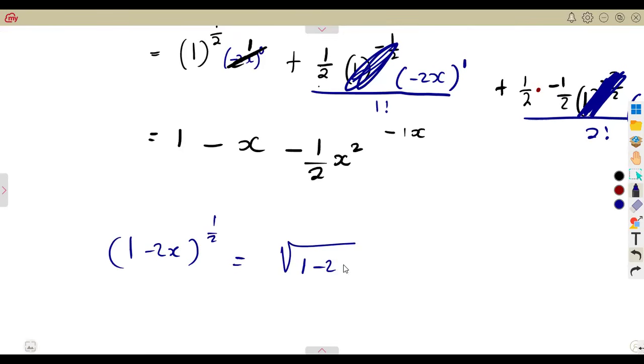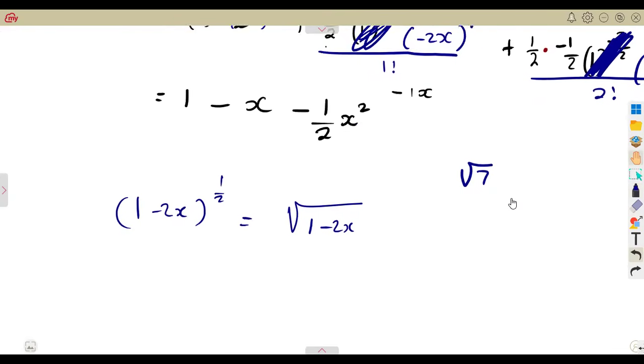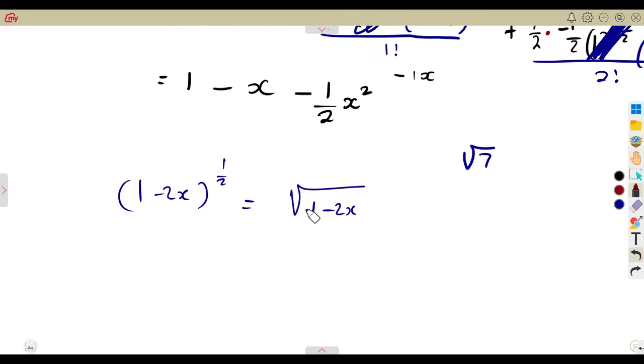So it's the square root of 1 minus 2x, because there, they want you to determine the square root of 7. So write it in the way that you understand. This, to the power of a half, simply means the square root. But I want you to see, if you substitute x, which is 1 over 9, it was going to be like this.